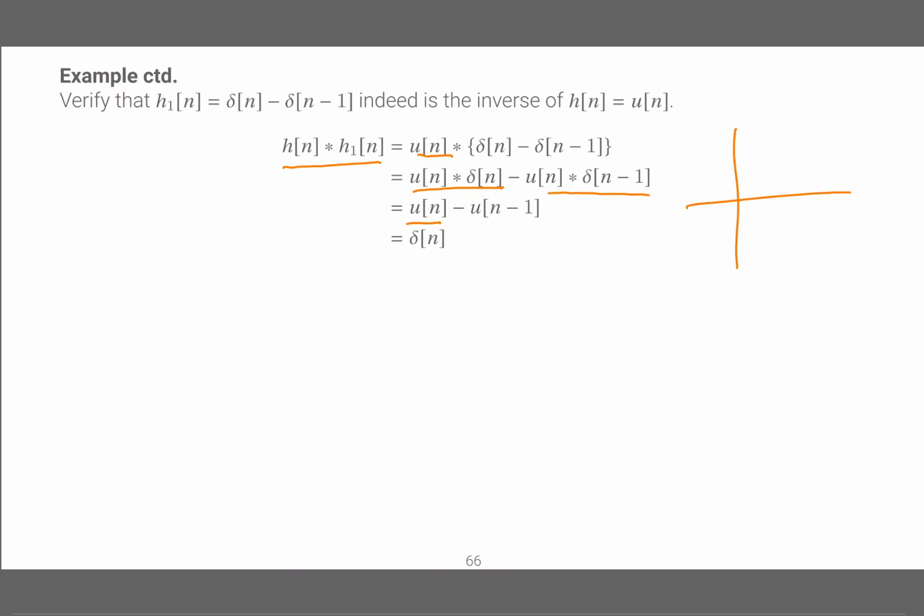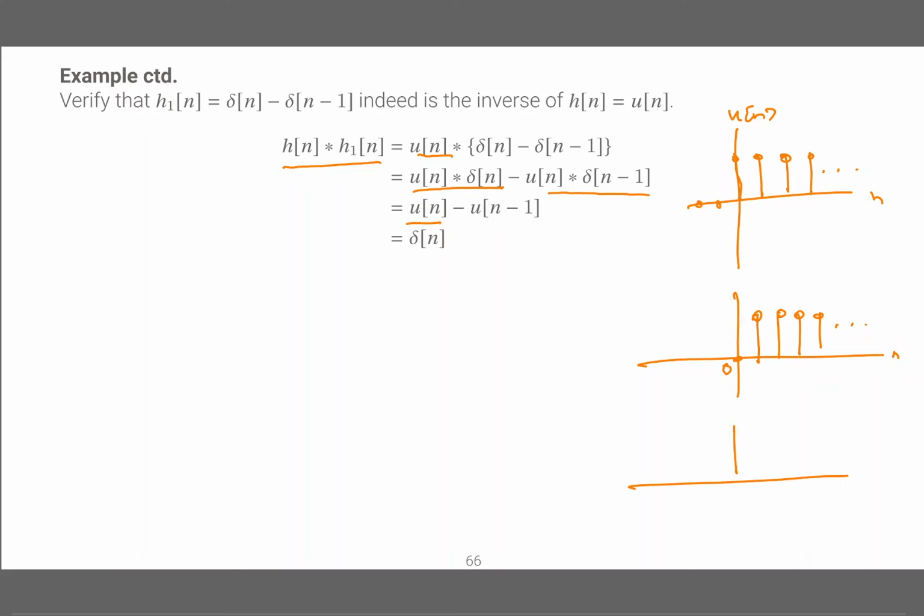So therefore, if you just sketch it, this is un, and you can sketch un minus 1, nothing, 0 at 0, and all ones. Then if you subtract, you can see you get delta n when you subtract these two. Okay, so we confirm that h1n is actually the inverse of hn.